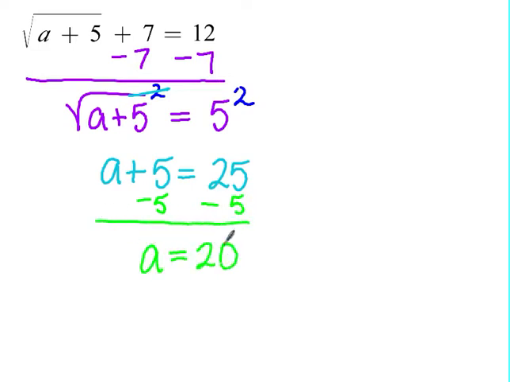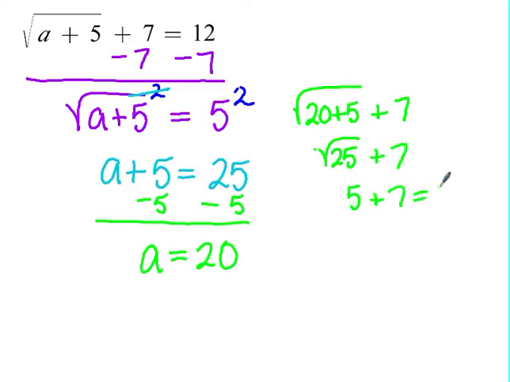And so what do we think a equals? 20. Well, now we have to go back and check. Let's plug in 20. So I have the square root of 20 plus 5, plus 7. What is 20 plus 5? 25. What is the square root of 25? 5. So then I have 5 plus 7. Does that equal 12? Yes. Yep, so that is your answer.